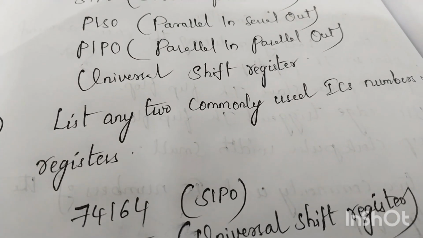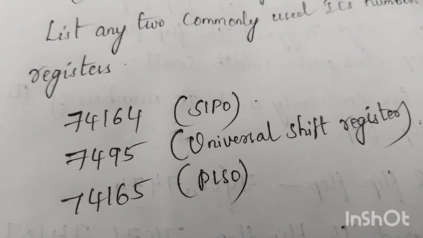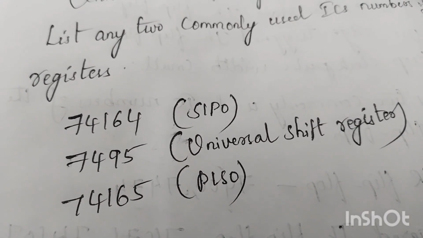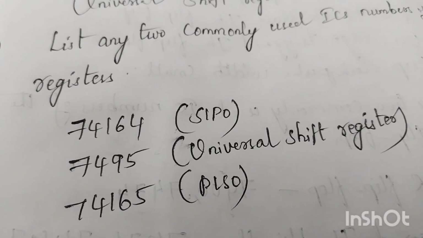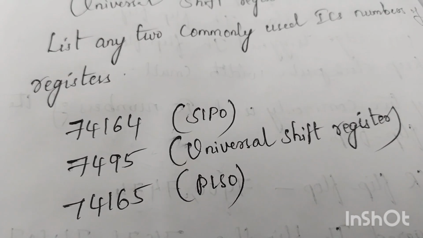Next, list any 2 commonly used IC numbers of register. Then the answer is 74. See here, all these start from 74 only. 74164, 7495, 74165. 164 is SIPO, serial in parallel out, 165 is PISO, parallel in serial out, and 7495 is universal shift register.